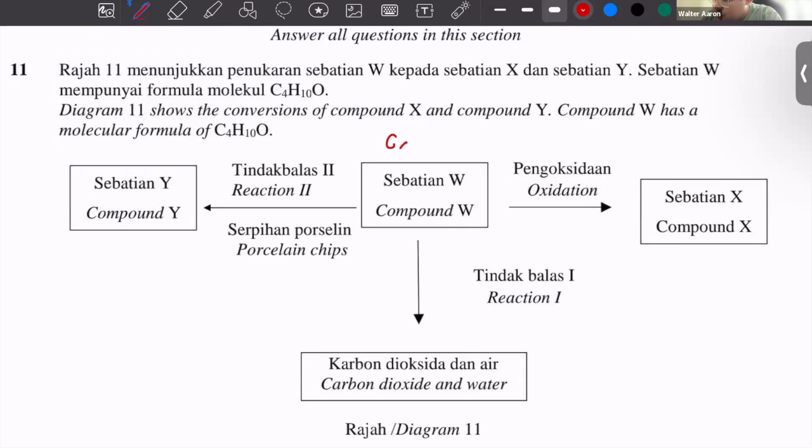So I think C4H10O is for W. That's the molecular formula, might I say. So then you can see here, I would say most likely this is an alcohol, because the fact that it can undergo oxidation, it can undergo this reaction with porcelain chips. So it's most likely showing you an alcohol. So let me just rewrite this formula for you so you can understand better. So this is supposed to be butanol, which is C4H9OH. Then this makes more sense to you.